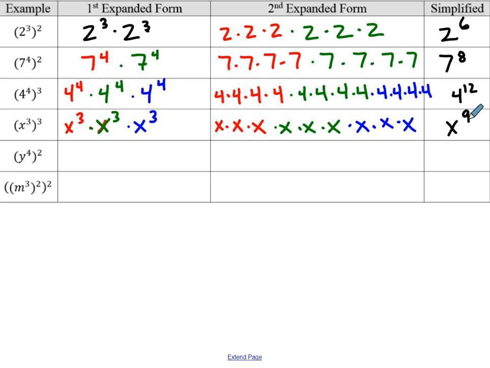Try it again. So I have y to the 4th. I have it twice, so I have y to the 4th and y to the 4th.